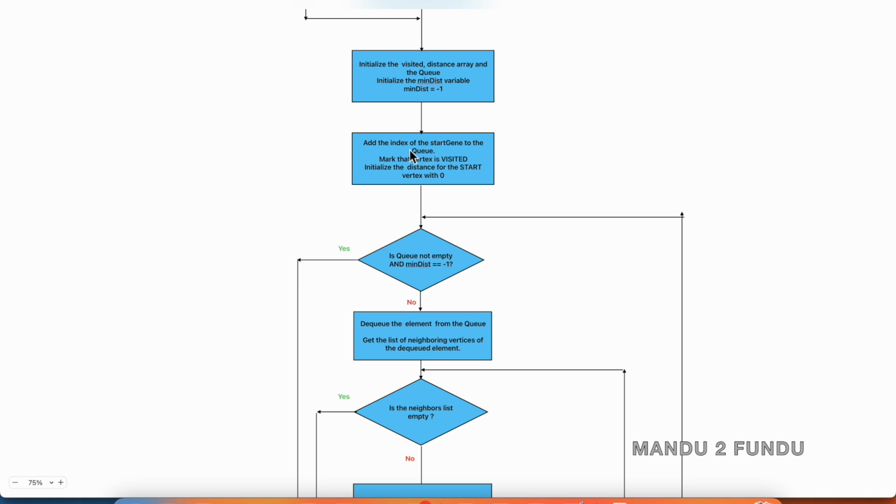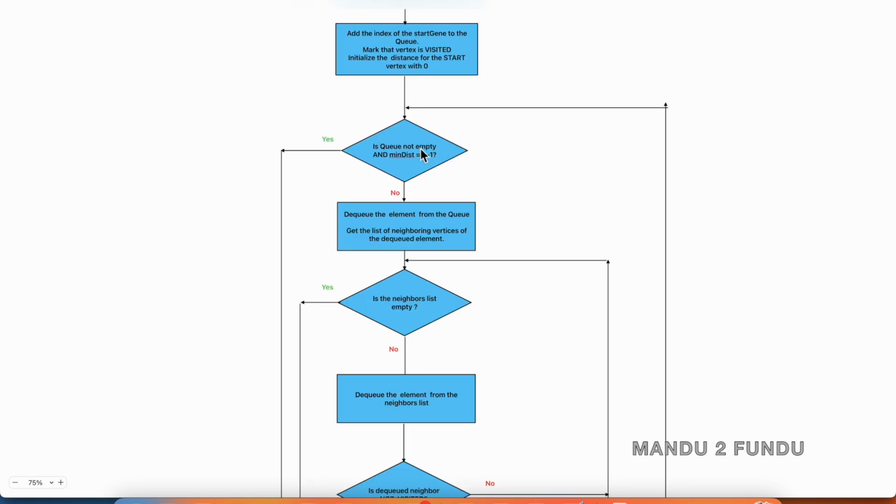So here what I'm doing is instead of using that string, I use that index in the bank array as the vertex. So we add a 0 to the queue and we mark that 0th element in the visited array as visited and initialize the 0th element in the distance array with the value 0. Then the outer for loop is entered. This outer for loop runs as long as there are some elements in the queue and the minimum distance is equal to -1.